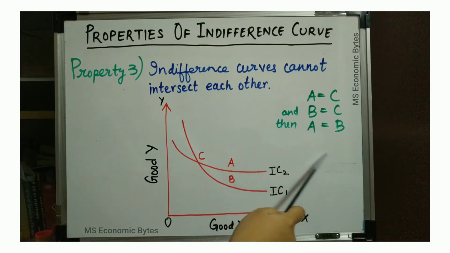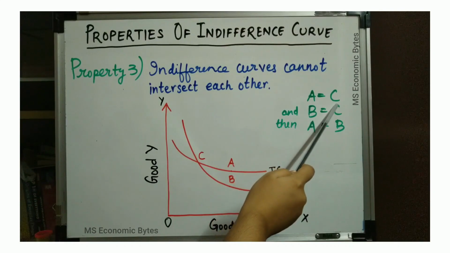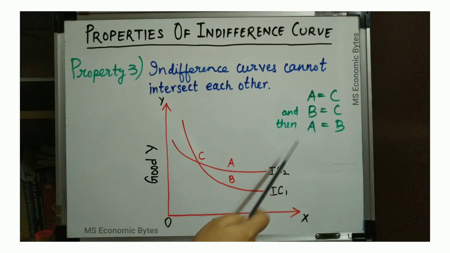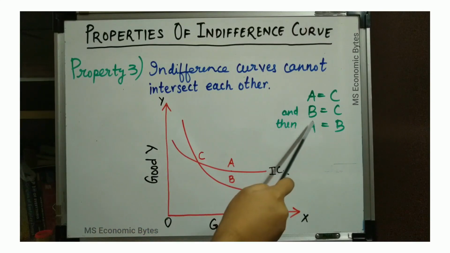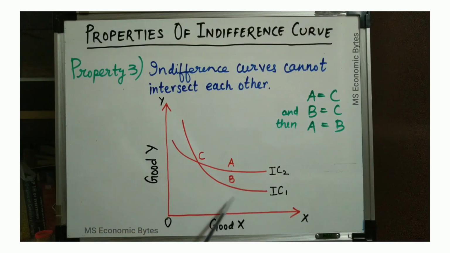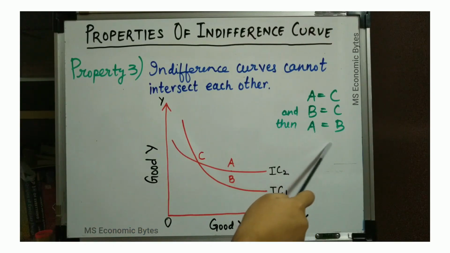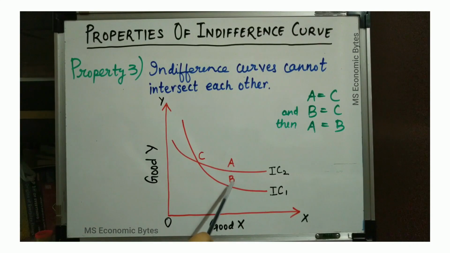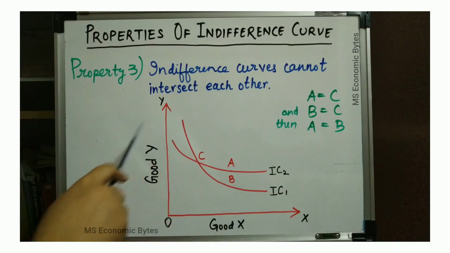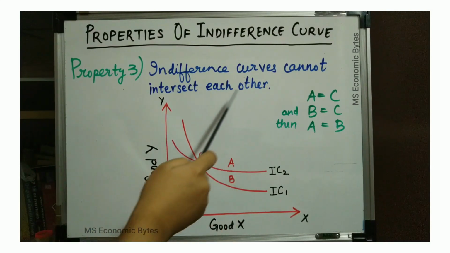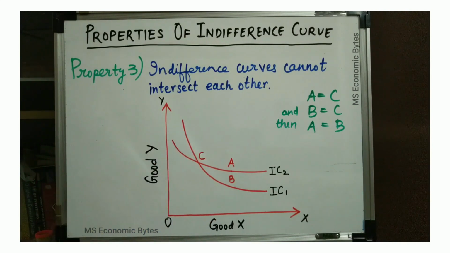We have written that over here, that is A is equal to C. That means utility of A and utility of C are the same as proved over here, and utility of B and utility of C are the same as proved over here. So by the rule of transitivity, utility of A and B should also be the same, but that is not the case because A and B are on two different indifference curves. So naturally they will yield different levels of satisfaction. Since this whole thing contradicts, it proves that indifference curves cannot intersect each other.